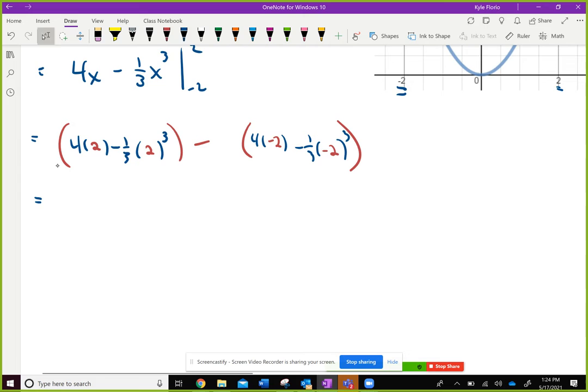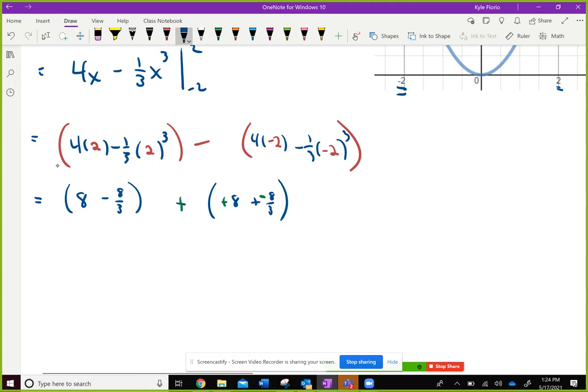So let's see, 4 times 2 is 8. 8 minus 8/3, minus -8 plus 8/3, maybe? -2 cubed is -8. The double negative is going to make that a plus. It's kind of 0. Nope, because of this negative. Oh, shoot. Distribute the negative. That's going to make that a plus and that a minus.